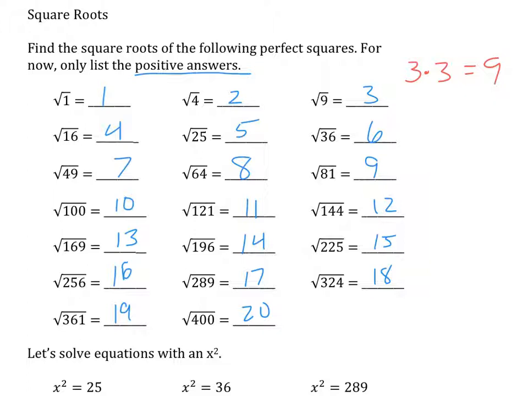But there is also one other number that, when you multiply it by itself, also gives you 9. And that would be negative 3. Because if we took negative 3 times negative 3, that also equals 9, because a negative times a negative gives us a positive, and 3 times 3 equals 9. Okay, so we only list the positive answers, but for every square root, there is also a negative number that can multiply by itself to give you that number. Okay, so just so that you're aware of that and can be watching out for that.